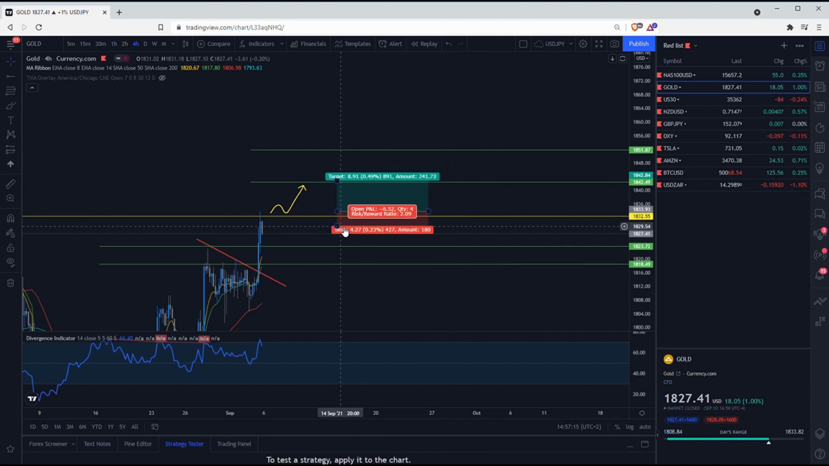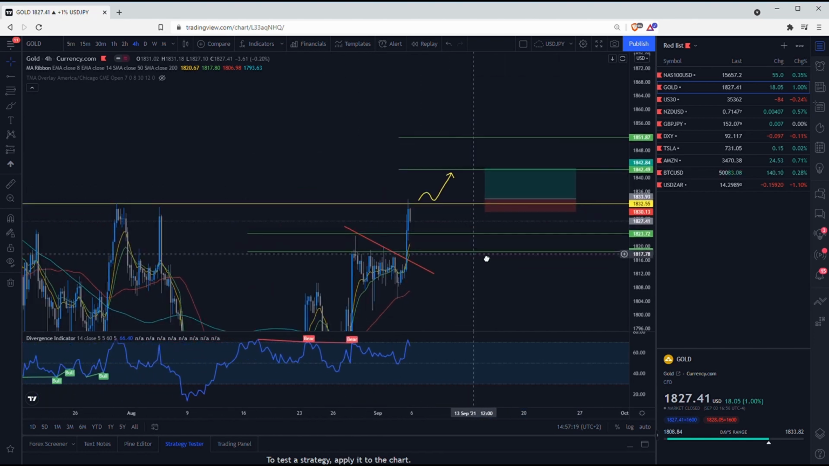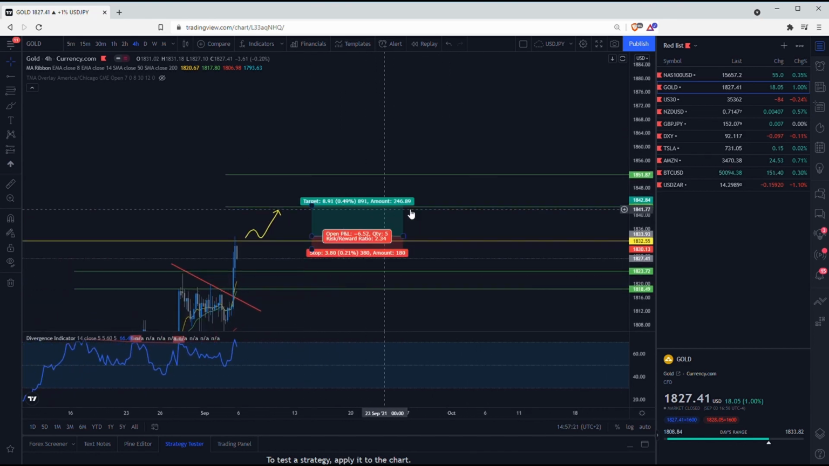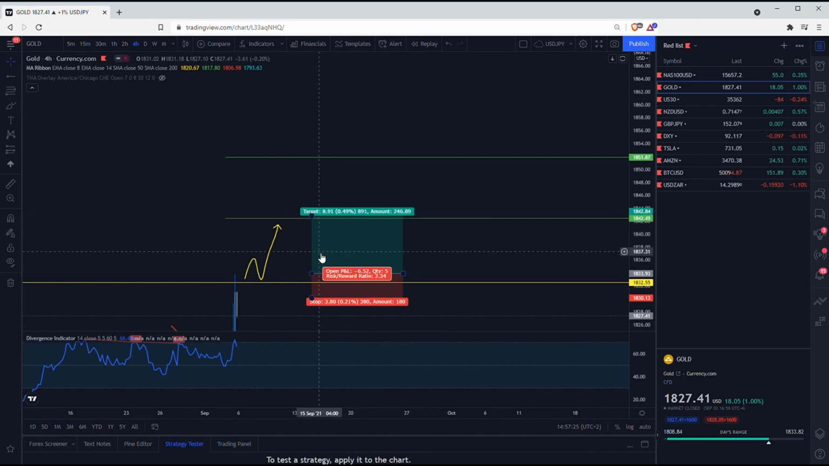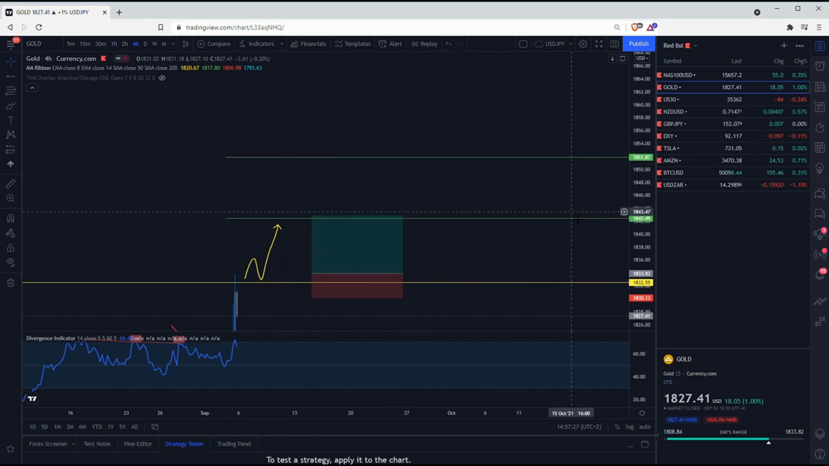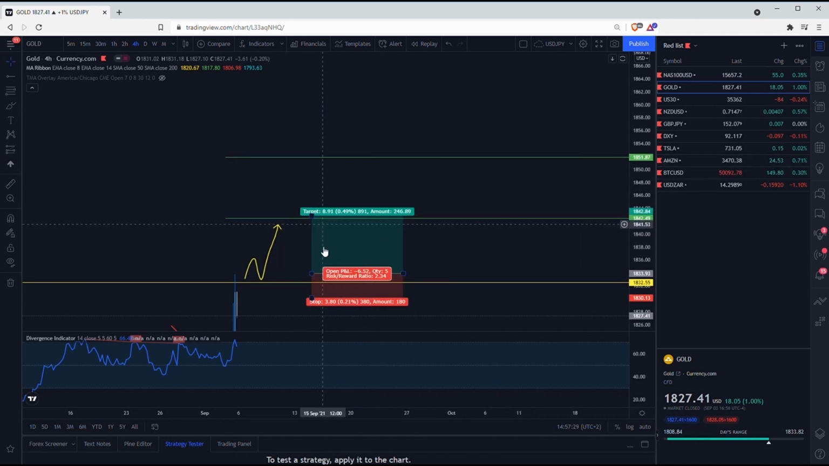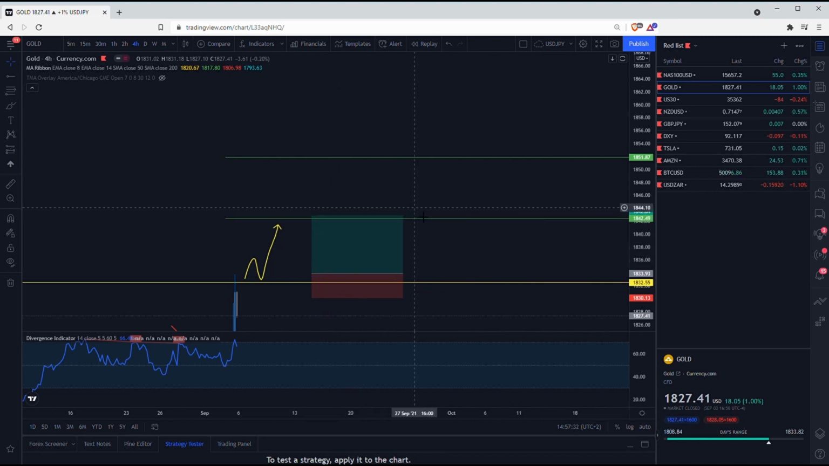A 2:9, right? Could even come in tighter because of where that area is. So this would be my first target, right? In this case, I would actually hold it all the way up to 1851, however, I would close off partials on the way up here.